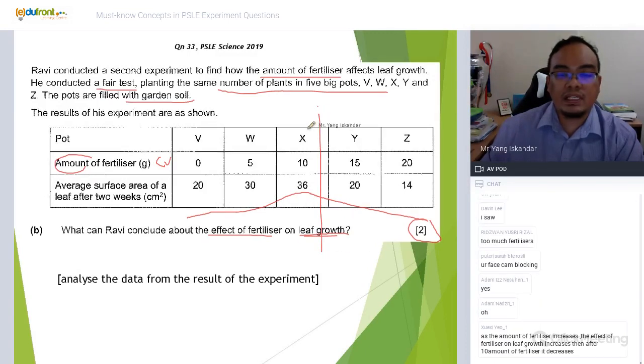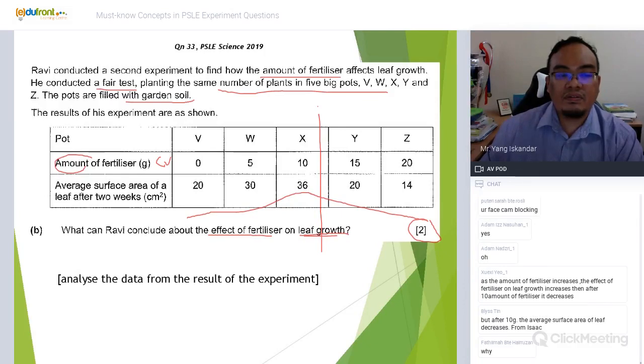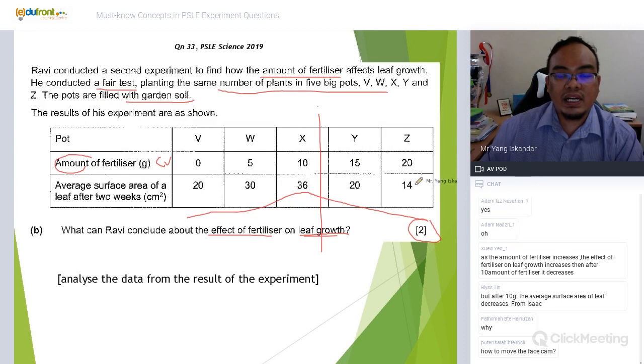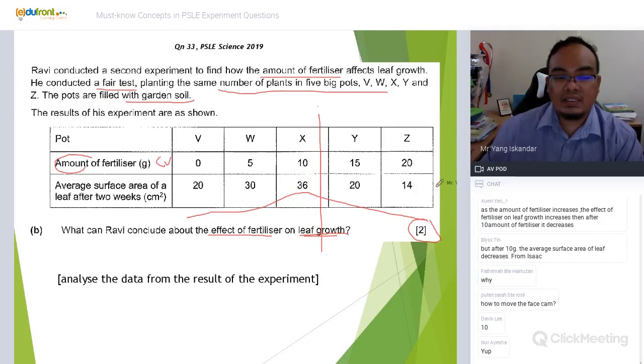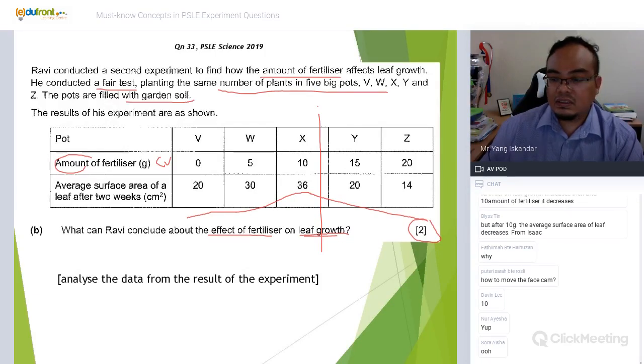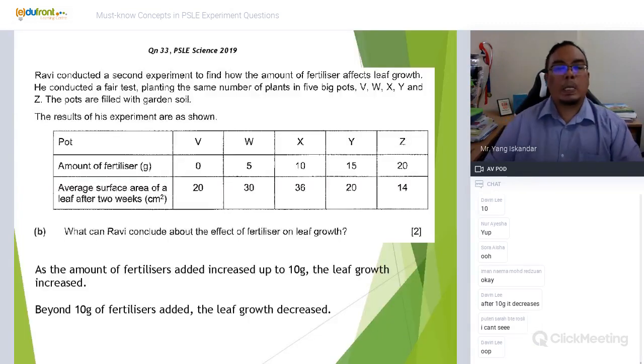But there are two parts to the answer. From the first up to 10 grams, the leaf growth increases, right? Okay, the leaf growth increases. But after that, it decreases, right? After that, it decreases, okay? Okay, so how to answer?